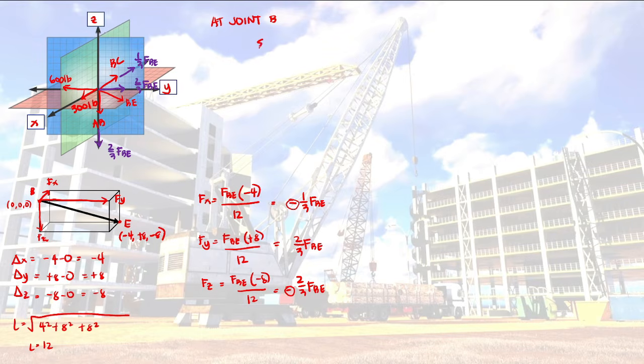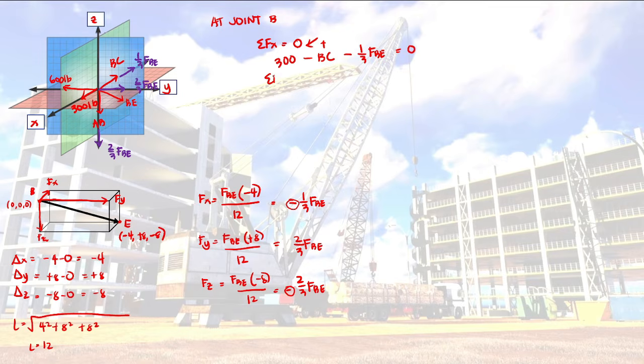So let's start with summation of forces in X equal to 0. Going in front, positive. So we have 300 here, positive. Then we have negative BC. Then we have this one, negative also, 1/3 FBE. Then what else? So this would be equal to 0.